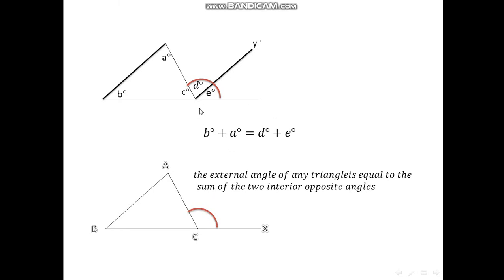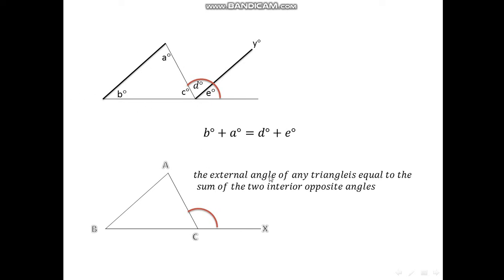So we see here that there is another parallel line. It doesn't matter, because D plus E is all called the exterior angle. This is the external angle, or exterior angle. So this is all equal to A plus B. So angle B plus angle A is equal to angle D plus angle E, because this one is an exterior angle for this triangle at this point.